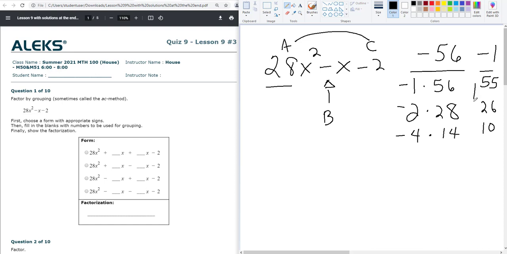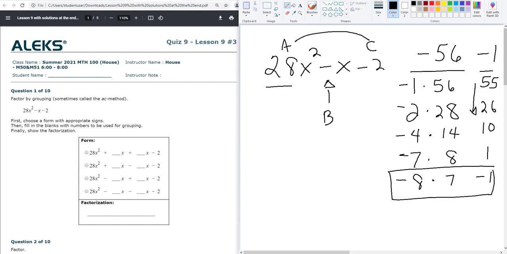Now notice how these numbers are going down as I get factors that are closer together. 5 won't go, 6 won't go. Negative 7 times 8 adds to positive 1. So if I go one more, negative 8 times 7, negative 1. And this is the combination that I need.